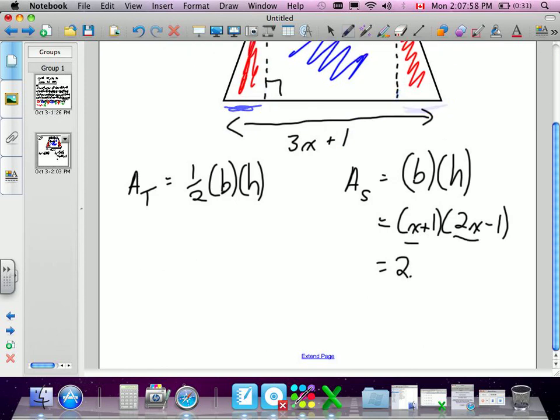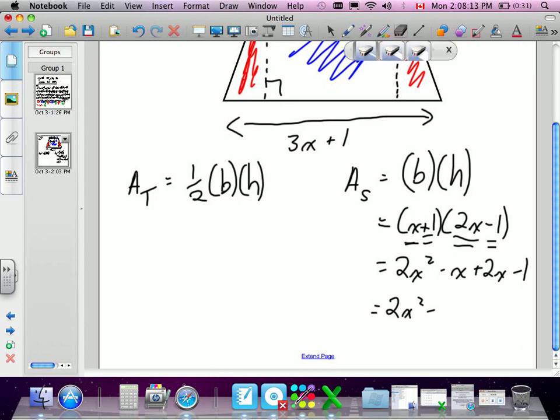X times 2x is 2x squared. X times negative 1 is negative x. 1 times 2x is positive 2x. And 1 times negative 1 is negative 1. When we simplify this, we find that the area becomes plus x.